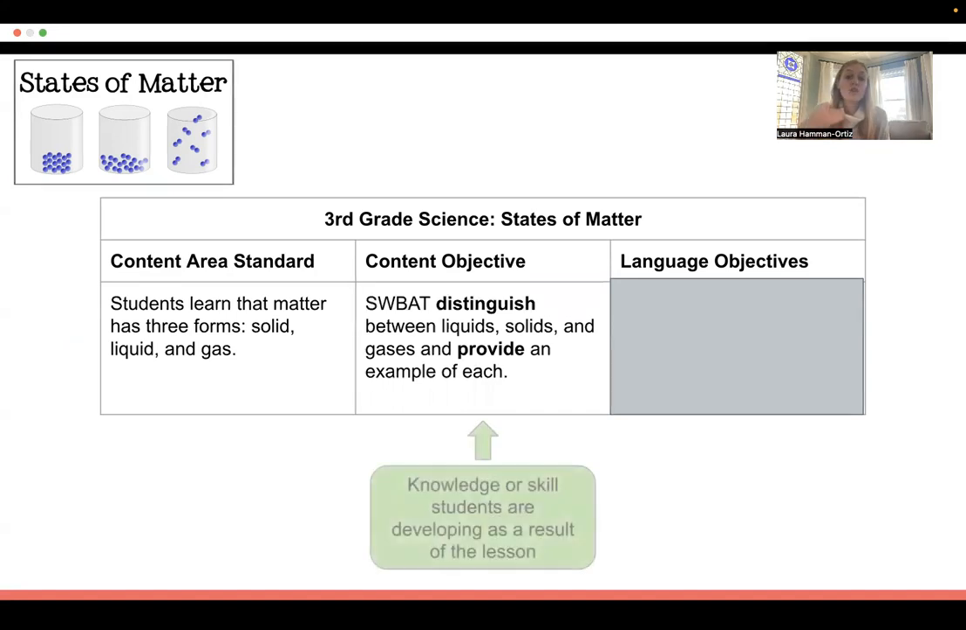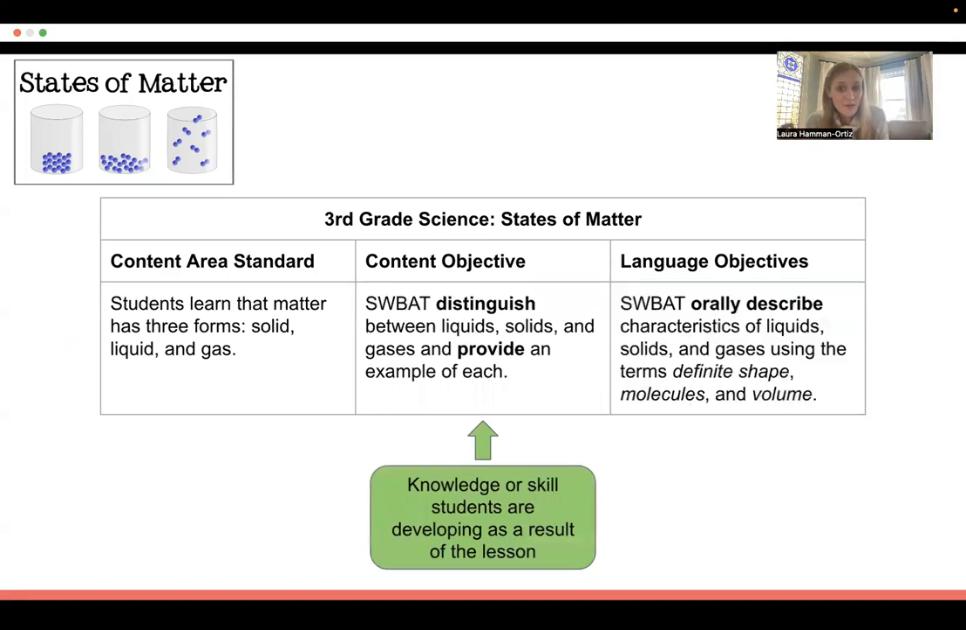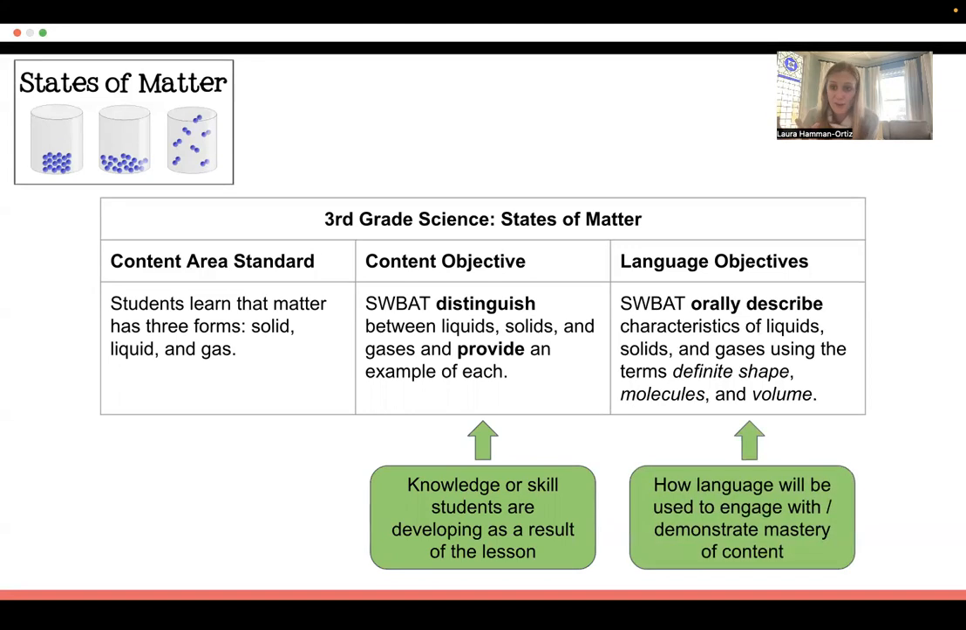What are they doing? So there's the knowledge or skill that they're developing. What they're doing with language, or my language goal, is I want students to be able to orally describe characteristics of liquids, solids, and gases using the terms definite shape, molecules, and volume. So here I'm identifying the function of language, they're describing, and they're doing so orally, and the specific language forms that I want them to be working on. In this case, I picked vocabulary that I want them to be using: definite shape, molecules, and volume.